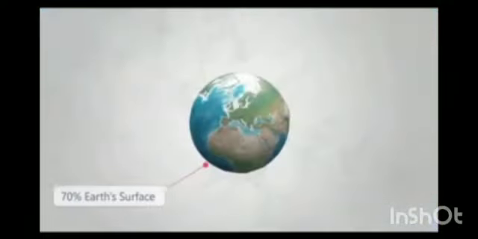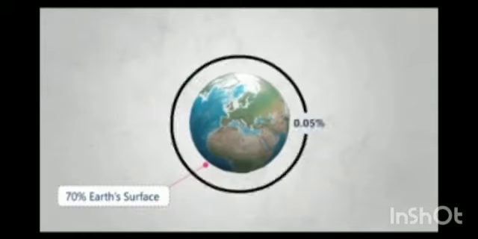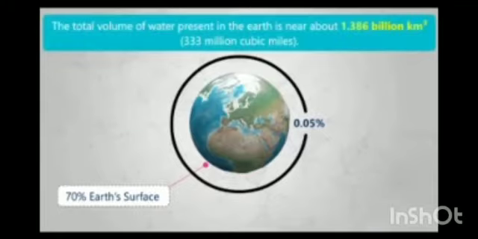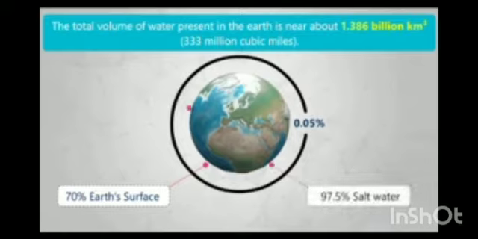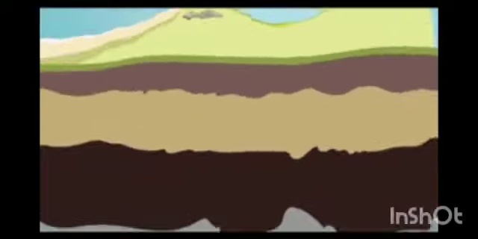Water is the main source of life on our earth. It covers 70% of the earth's surface, but actually it represents 0.05% of earth's total mass. The total volume of water present on the earth is about 1.386 billion cubic kilometers, 333 million cubic miles. Out of this volume, 97.5% is salt water and 2.5% is fresh water. Only 0.03% of fresh water is present in liquid form on the earth. It provides life, eases out heat, drains harmful substances, and mediates many day-to-day works.